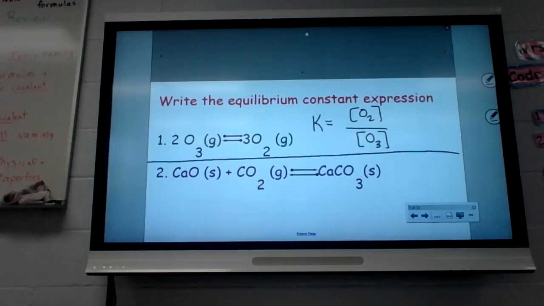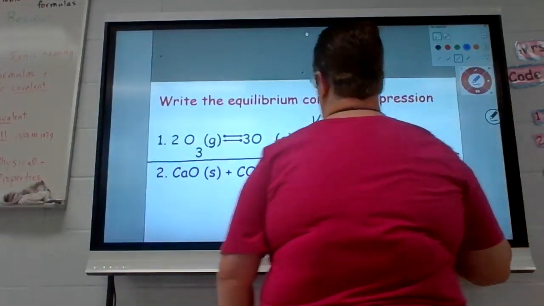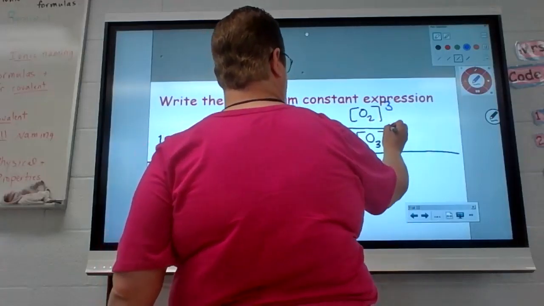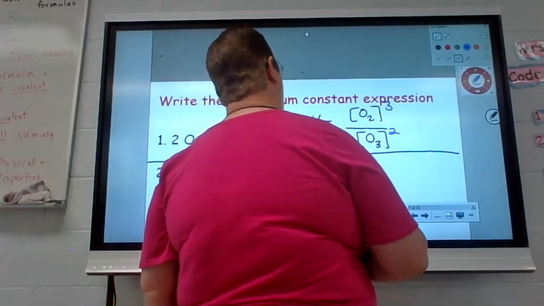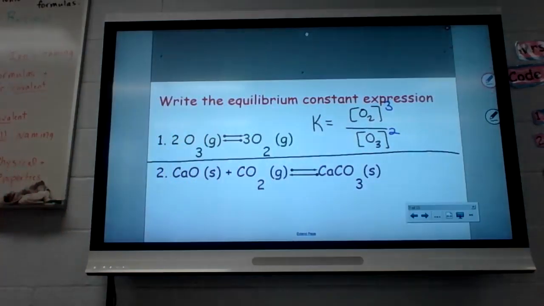So step 2, the coefficients become the exponents. What is my exponent on O2? And what is my exponent on O3? Now, if any of them are liquids or solids, we take them out. Are any of them liquids or solids? No. So they both stay. And that's the answer for writing the equilibrium constant expression. We haven't gotten to solving yet. That's next.